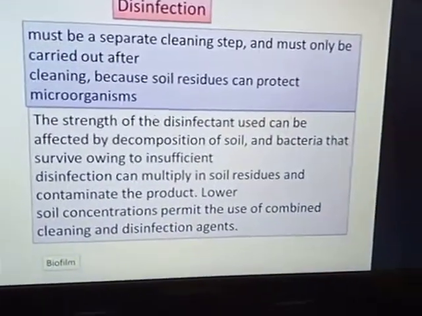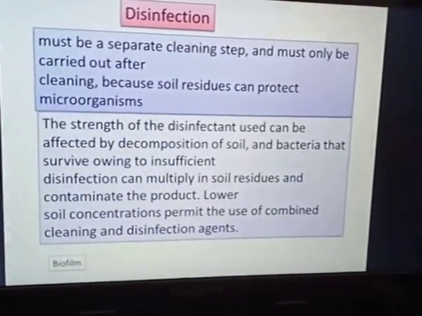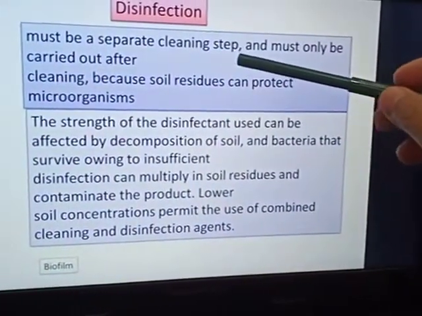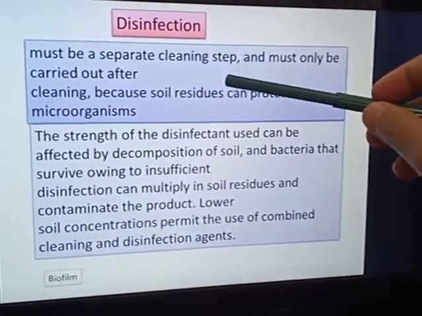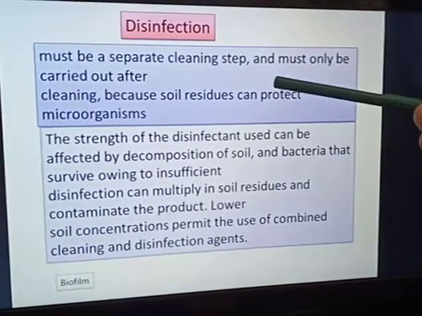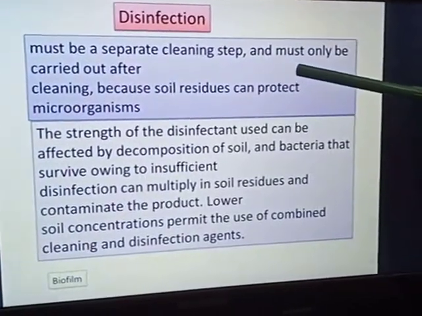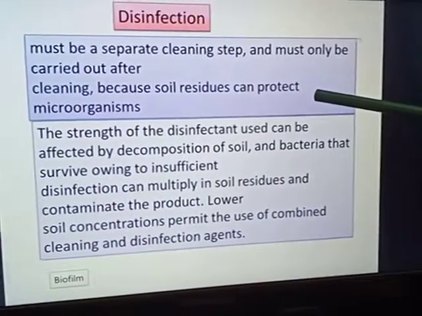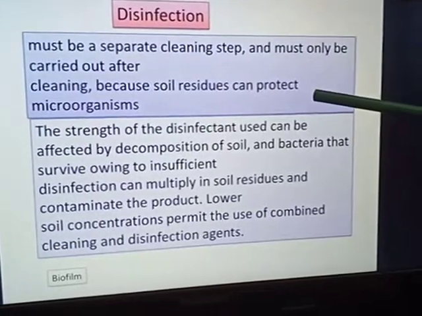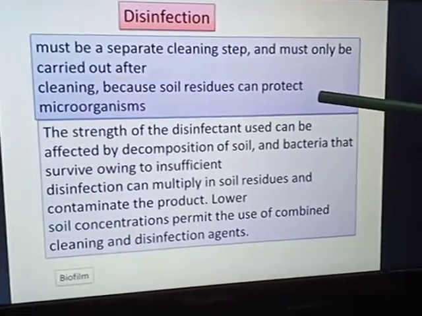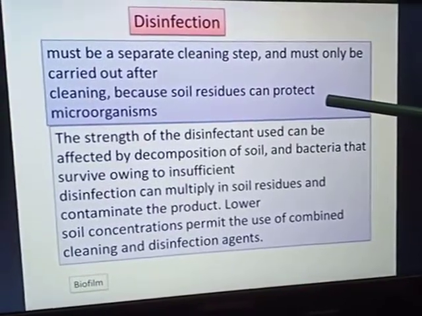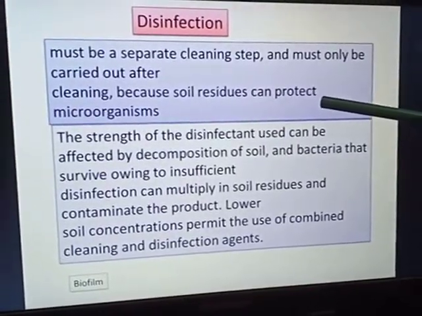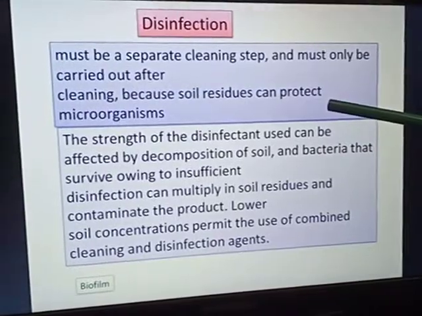Disinfection. What is this disinfection? It must be a separate cleaning step, meaning that after the cleaning, only then can you do the disinfection, and it must only be carried out after cleaning because soil residues can protect microorganisms. So you have to clean the surfaces and make sure that the surface is clean. Only then can you do the disinfection.